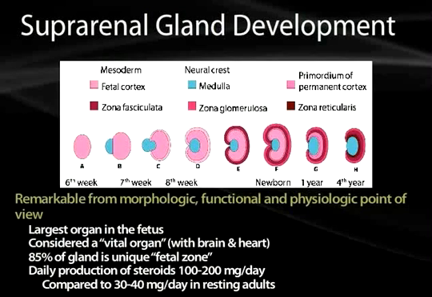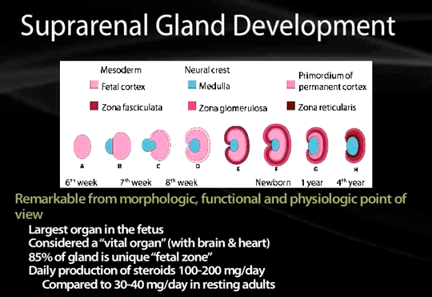It's going to be one of the largest organs in the fetus by weight, and it's considered a very vital organ along with the brain and the heart. 85% of the gland is unique in its fetal zone, which will then be traded out as it develops into the adult version. It produces 100 to 200 milligrams per day of steroids compared to the 30 or 40 milligrams per day in resting adults. In part, this is because of the prolific growth phases that it's in.